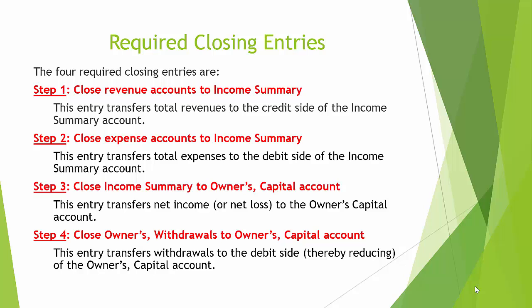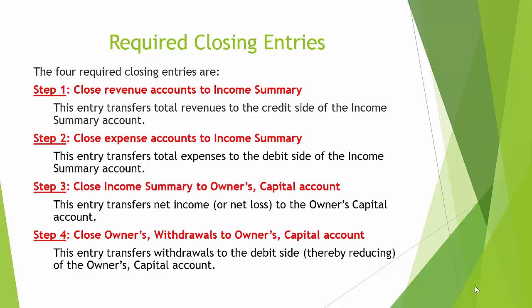There are 4 required closing entries. Step 1, close revenue accounts to income summary. This entry transfers total revenue to the credit side of the income summary account. Step 2, close expense accounts to income summary. This entry transfers total expenses to the debit side of income summary. Step 3, close income summary to owner's capital account. This entry transfers net income or net loss to the owner's capital account.